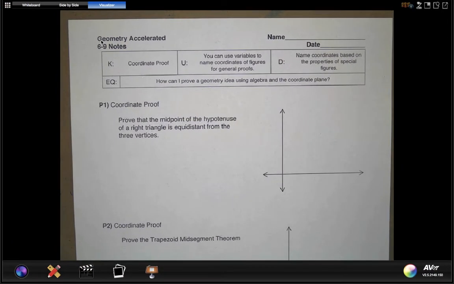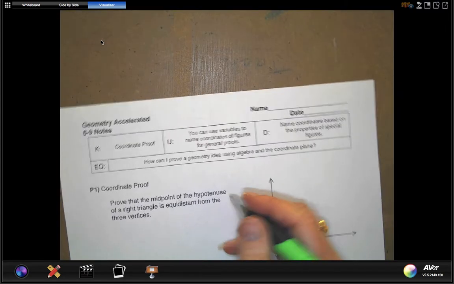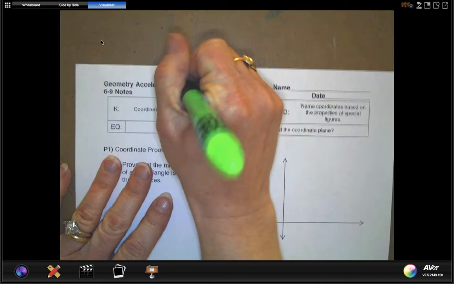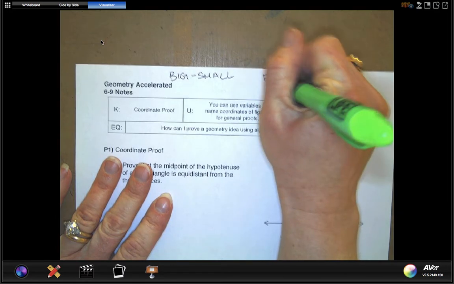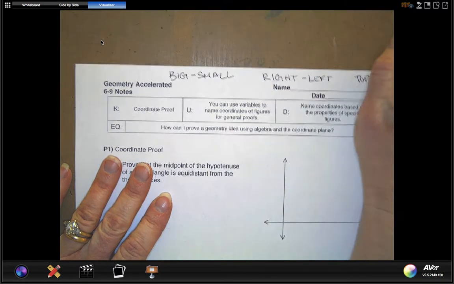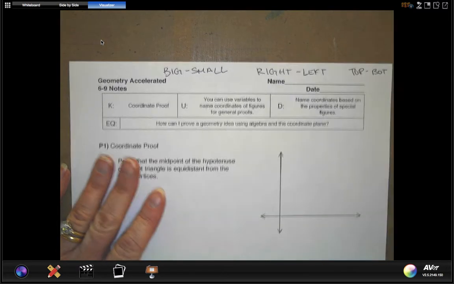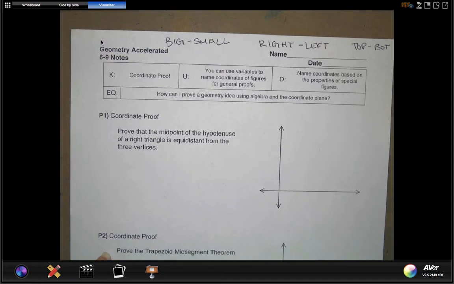Okay, 6.9. All right, we want to do some coordinate proofs here. Now, I'm going to give you a hint here. Whenever you're doing these coordinate proofs, when you set up these coordinates, you always want to make sure that you do the bigger coordinate minus the smaller coordinate. So basically what you're always going to do is the rightmost coordinate minus the leftmost coordinate, or the top coordinate minus the bottom coordinate. So if you're calculating slope or distance or anything like that, just always do right minus left or top minus bottom. Okay?